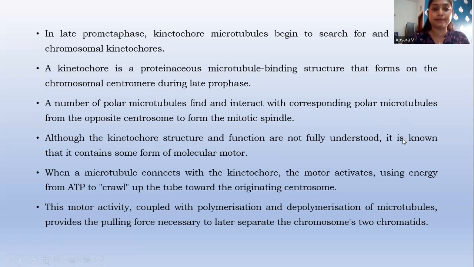Although the kinetochore structure and function are not fully understood, it is known that it contains some form of molecular motor. When a microtubule connects with the kinetochore, the motor activates using energy from ATP to crawl up the tube towards the originating centrosome. This motor activity, coupled with polymerization and depolymerization of microtubules, provides the pulling force necessary to later separate the chromosomes to chromatids.